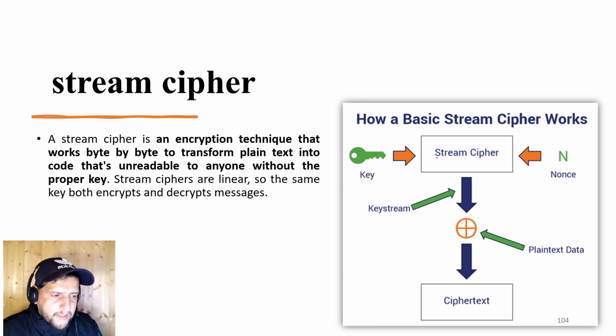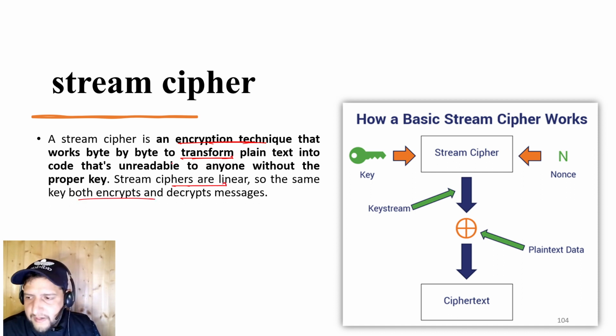There's a block cipher and there's a stream cipher. A stream cipher is an encryption technique that works byte by byte to transform plain text into code that is unreadable to anyone without the proper key. These ciphers are linear, so the same key both encrypts and decrypts the message.